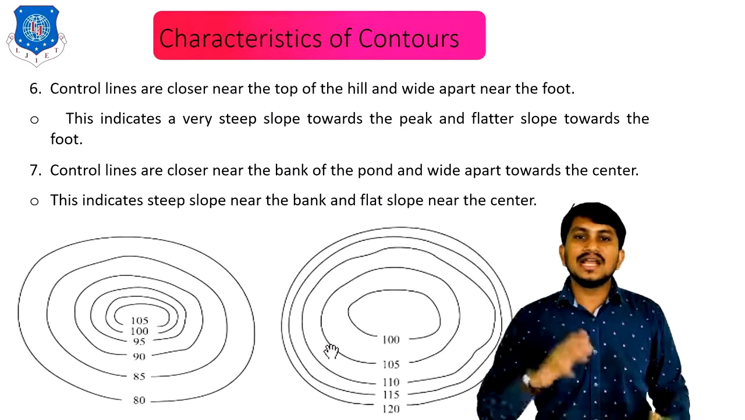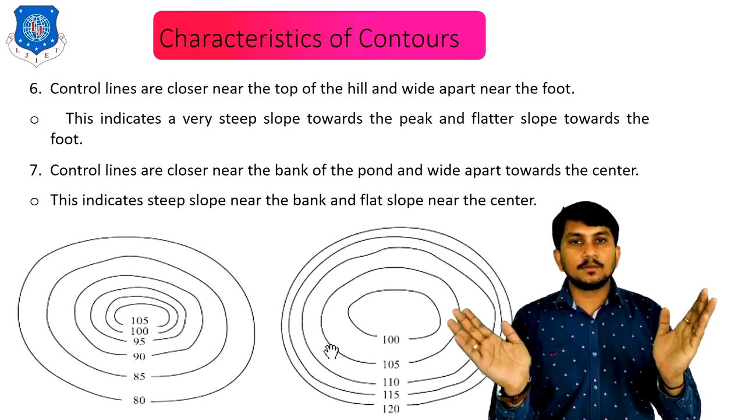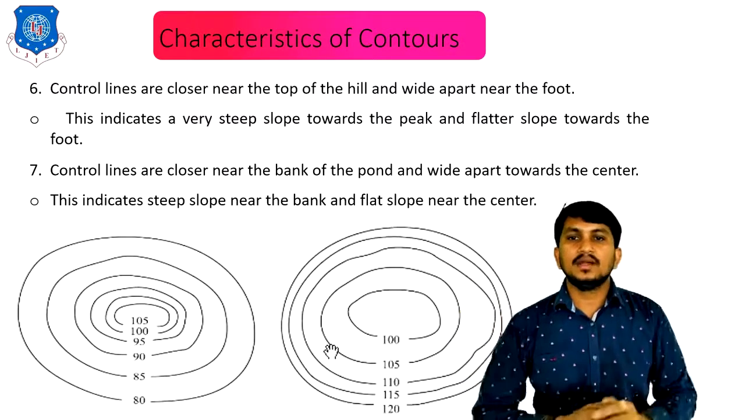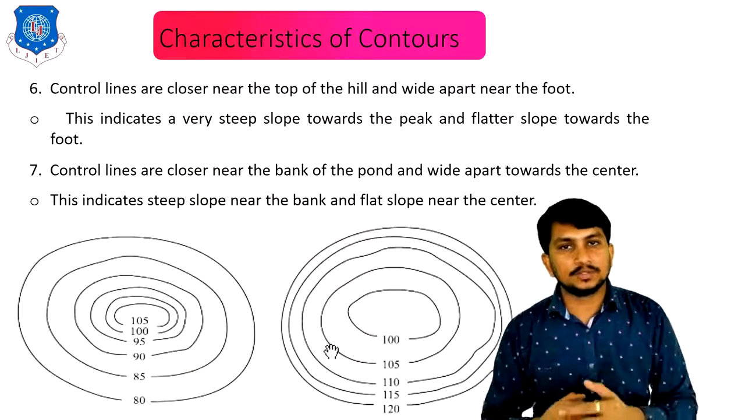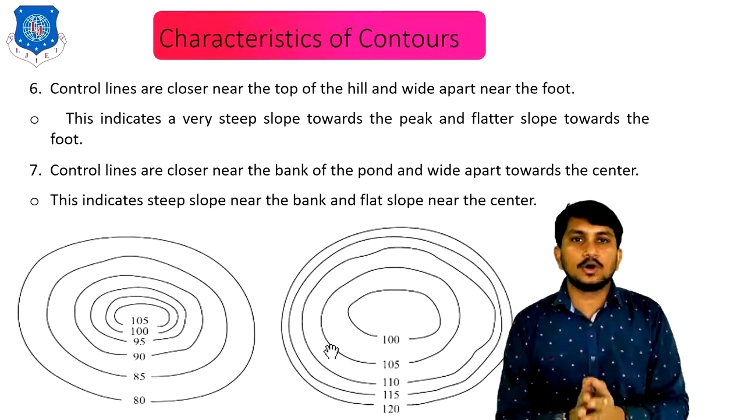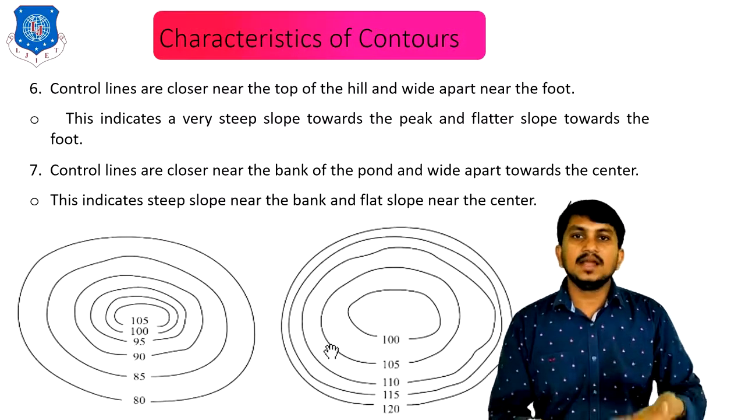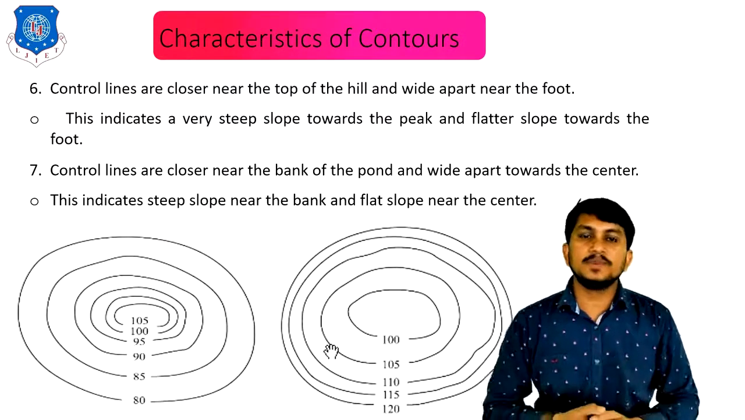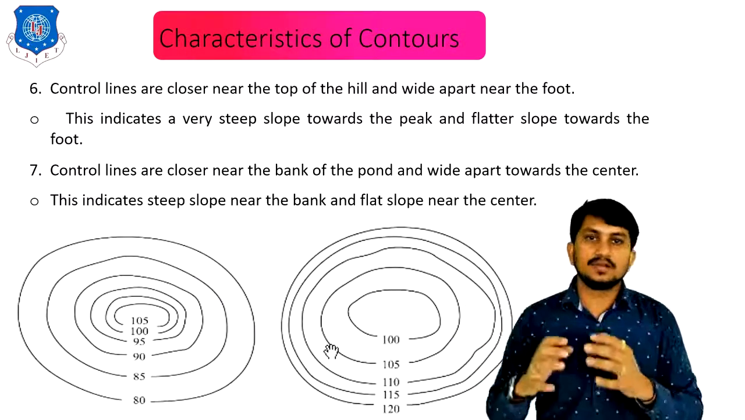Same way, contour lines are closer near the bank of the pond because at the bank of the pond, the slope is steep, and wide apart towards the center portion of the pond, because at the center portion of the pond, the slope is gradual or flat, and at the flatter slope, the horizontal equivalent will be more. So the contour lines are far from each other at the center portion.